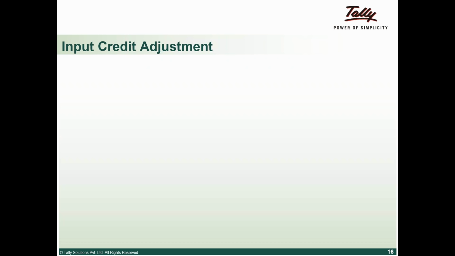So how does this work? It's very important for us to understand, because we cannot miss this order, and this is what is specified, and we can only adjust in this order that has been specified. So let's take this example. Let us say that first I have CGST ITC, which is my input tax credit of CGST.